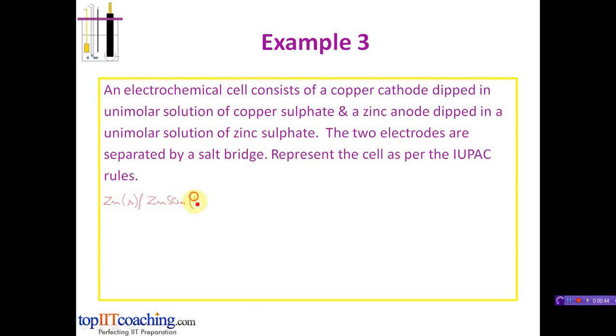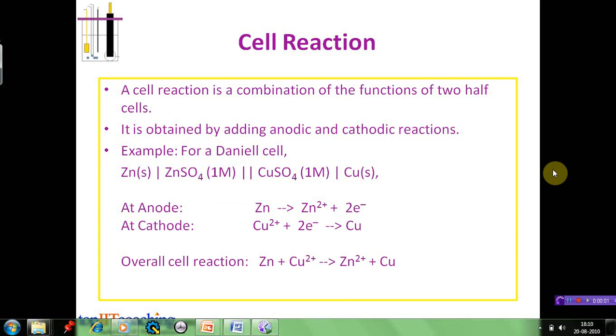We'll mention its concentration, which is given to us, 1 mole. This anode is separated from the cathode by using a salt bridge, which is indicated by a double pipe. Then first of all, the electrolyte of the cathode is mentioned, which is copper sulfate. Its concentration is given to us, that is 1 mole. Then we use a pipe character again to separate it from the cathode, that is copper, which is again solid. This is the representation of the electrochemical cell as per the IUPAC rules.